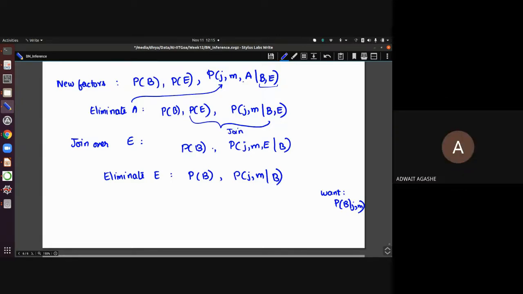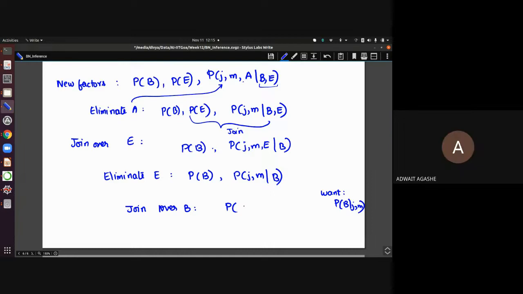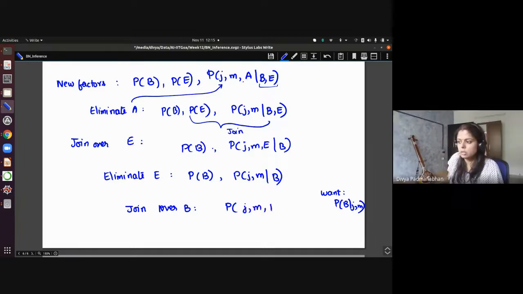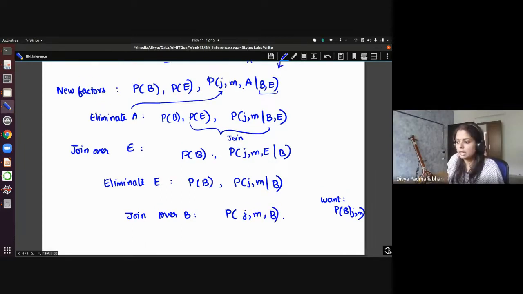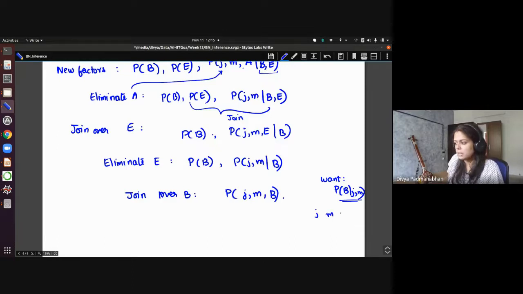Join over B and then normalize over J and M. So join over B. That gives you P of JMB. Now, since you wanted this quantity, this table would have JM and plus B with some value, JM and minus B with some value. If you sum up all these entries, you're going to get P of JM.